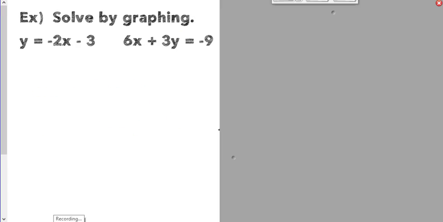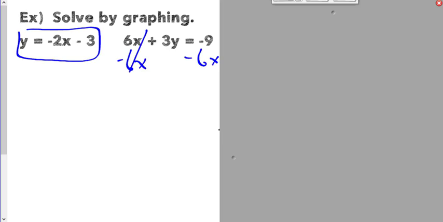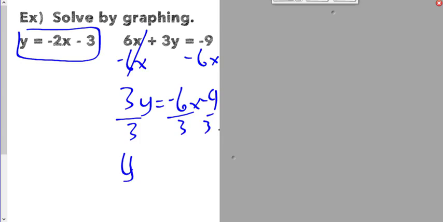Last one I want to take you through is this one right here. We're lucky because this equation is already in slope-intercept, so we're set there. Just do some quick algebra here. Subtract 6x, subtract 6x. I've got 3y equals negative 6x minus 9. Divide everything by 3. And I get that in slope-intercept to be y equals negative 2x minus 3.